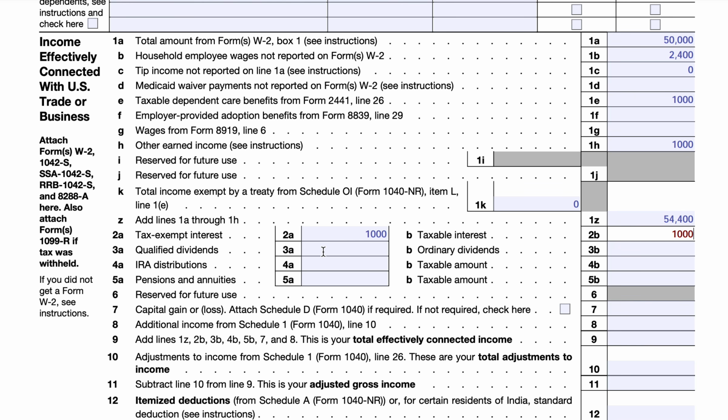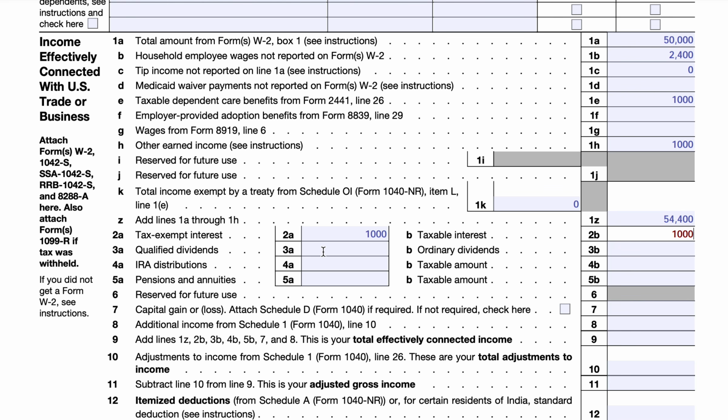Qualified dividends and ordinary dividends. So you're only going to report qualified dividends or ordinary dividends that are connected with a trade or a business. So if they weren't effectively connected with a U.S. trade or business, you're going to report them on Schedule NEC. So qualified dividends generally mean they're subject to a lower tax rate.